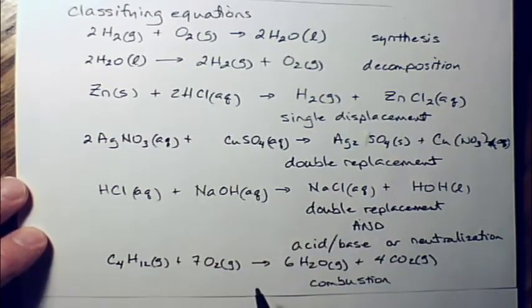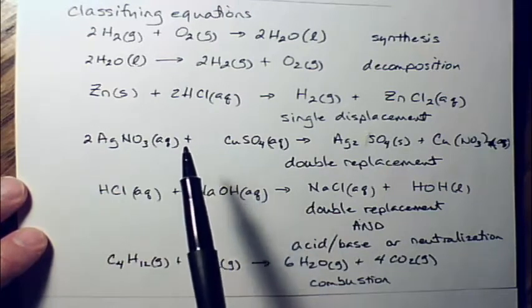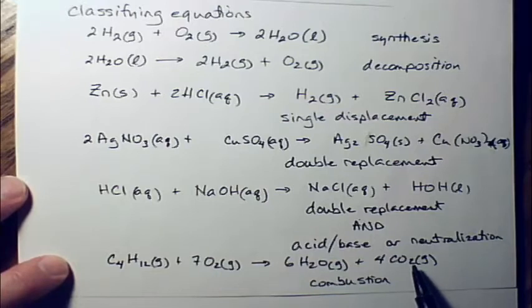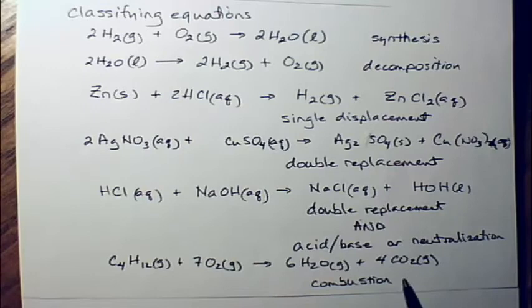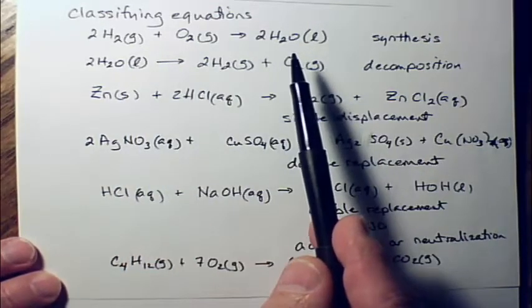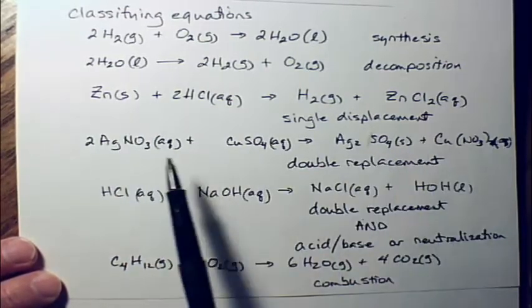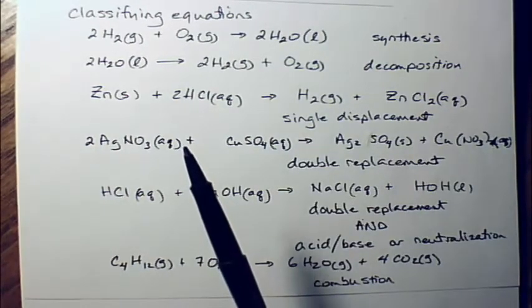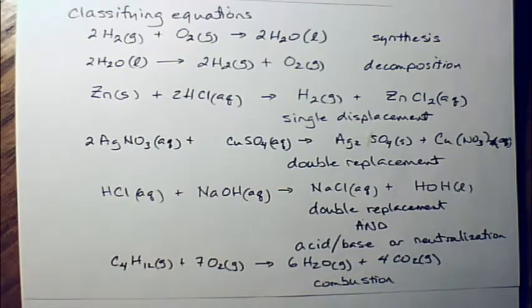Now, so far, I've only asked you to classify equations. Later in this unit, you'll be having to predict the products of single displacement, double replacement, acid base, and combustion. We have to have some more tools to do that, and I'll show you those a little bit later. You won't have to predict the products of decomposition or synthesis. You have to classify those kinds of equations. But for single displacement, double replacement, acid base, and combustion, you have to not only figure out what kind of reaction it is, starting with only the reactants, the left side, but also predict what's going to happen on the right side. You with me?